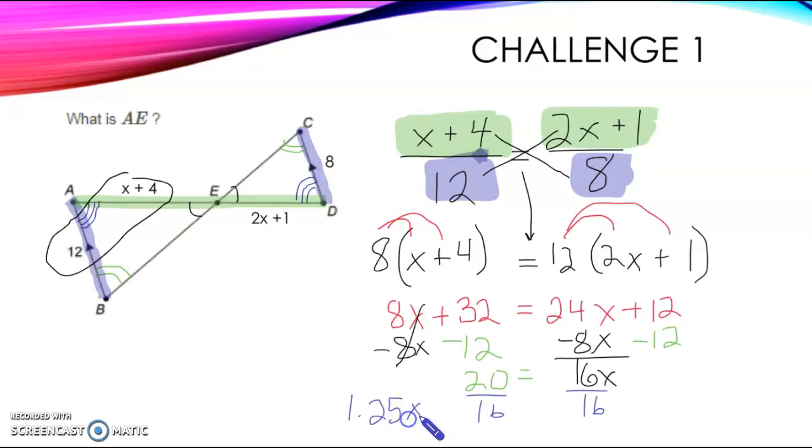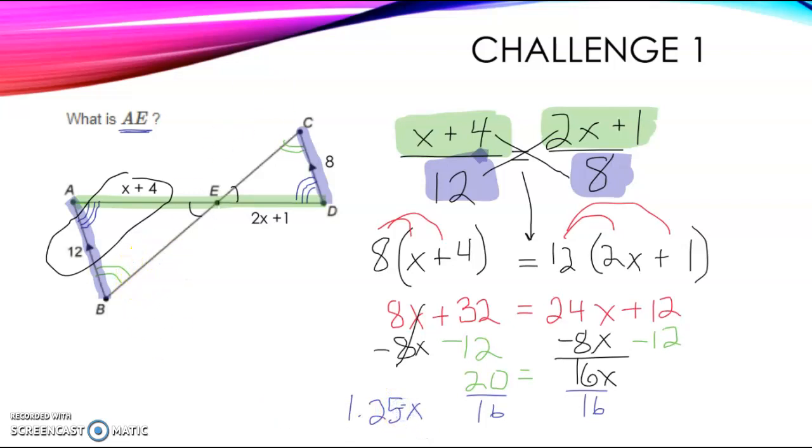Now, with these kinds of problems, you want to double check and see what it is asking for, because they like to trick you a lot of the time. So I see that it's asking for what is AE. It did not say what is x. And so I should have written an equal sign between those.